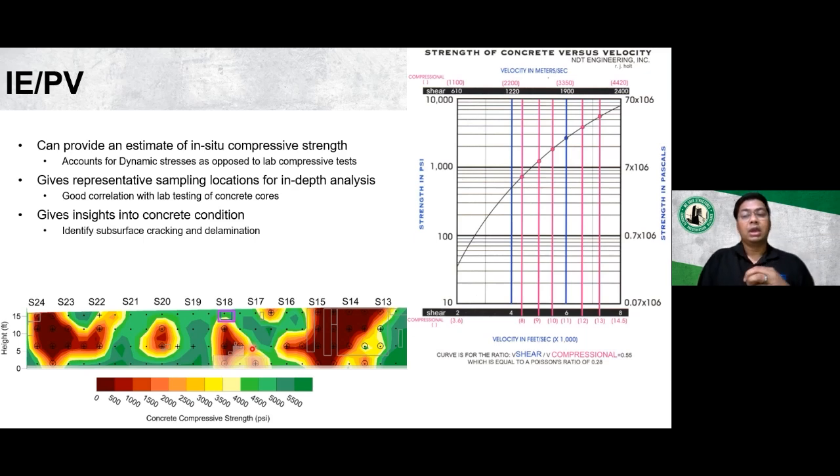For instance, you can take a few concrete cores from the red areas or the weak areas, and you can sample a few concrete samples from the good areas. So you can decide the location of your concrete cores or powder samples based on the heat maps. Impact echo can reliably measure thicknesses up to 4 feet. But if you need to measure a higher depth, either we need to increase the sensor spacing, or we can use different techniques such as reflection methods, such as pile length testing, which I'll talk about in subsequent slides.